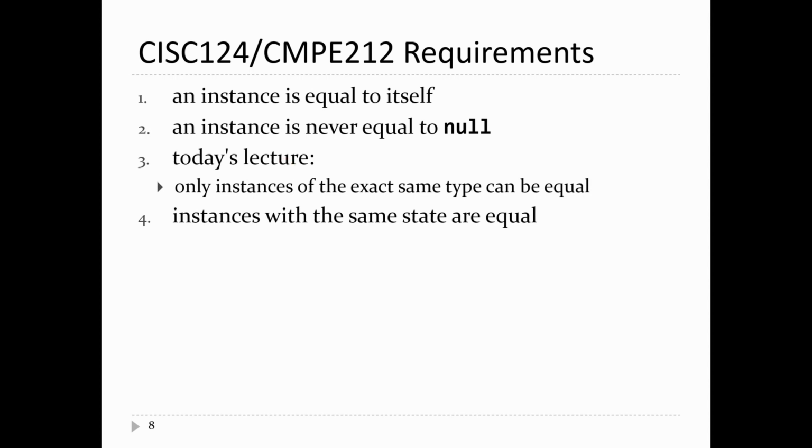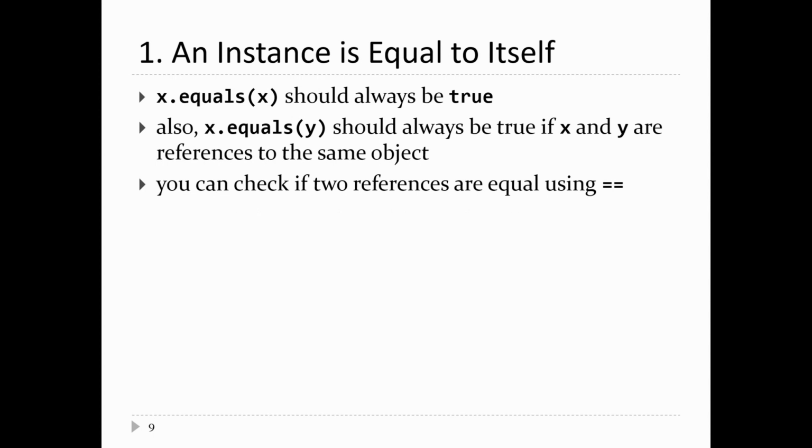For the purposes of this lecture, instances of only the exact same type can be equal. So a Point2 object can be equal to a Point2 object, but it can't be equal to a string, for example. Later on, we'll relax this requirement. And finally, if you reach the point where these three things are satisfied, then you want to look at the state of the two objects. Two objects are equal if they have the same state, or equivalent state. They don't necessarily have to be exactly the same.